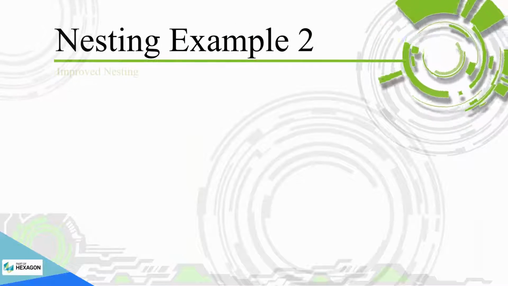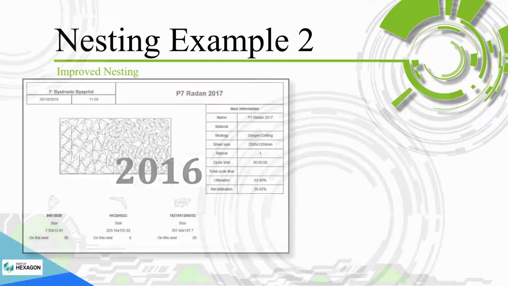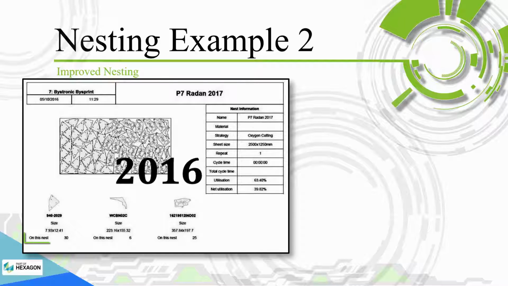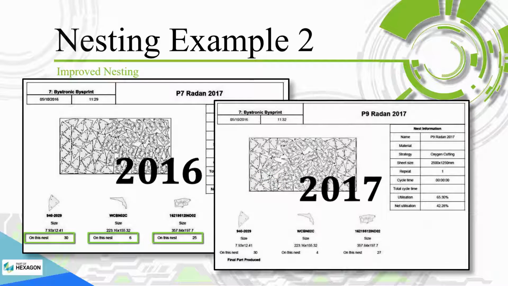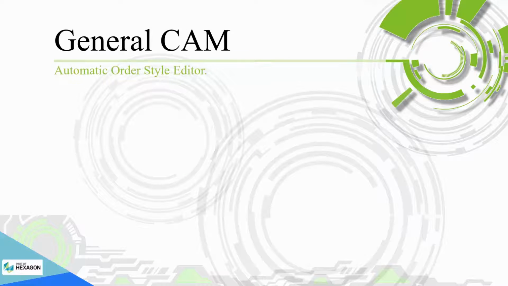Here in nesting example 2, we have nested 3 separate components, and of component 1 we can get 30, 6 of component 2 and 25 of component 3, with a nest utilization of 63.4%. Again, taking those 3 components and nesting them in the enhanced nester of Radan 2017, we see the following results. We get 30 of the first component, we only get 4 of the second, but we get 27 of the third, giving an increased utilization of 65.3%.